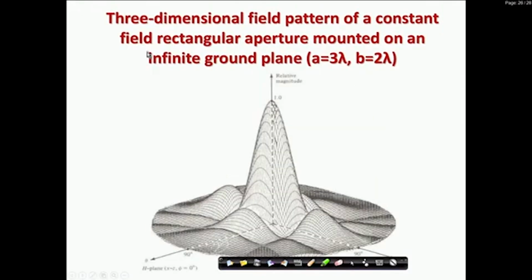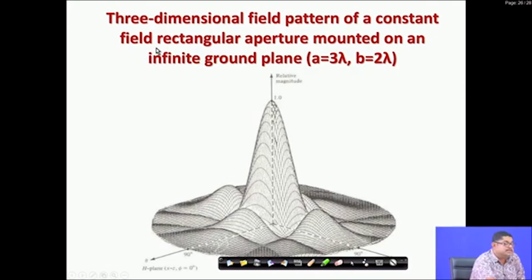So, you can see that this is actually the field pattern of a rectangular aperture mounted on an infinite ground plane. This plot is from Balanis's book, where he has taken A is equal to 3 lambda, B is equal to 2 lambda. It is a rectangular aperture. So, you see that the peak is at theta is equal to 0 direction, but how many side lobes are there, you can always calculate. I think 4 or 5 side lobes are there, etc.